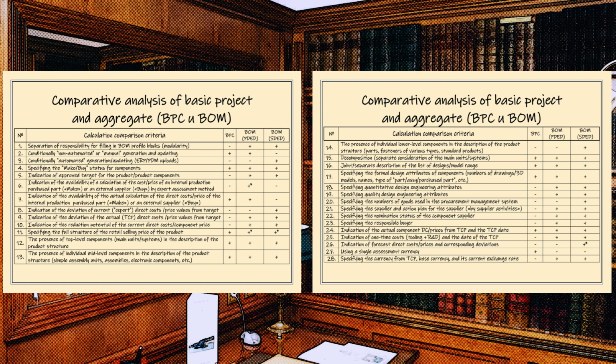Criterion 12. The presence of top-level components, main units or systems, in the description of the product structure. Everything is pretty transparent here for almost any mechanical engineering product. As a first approximation, we can identify from 10 to 20 basic systems and assemblies in accordance with the content of the section Technical Requirements of the Technical Assignment according to GOST 15016 or similar foreign regulatory documentation, which we reviewed in issue number 10 of the training course.